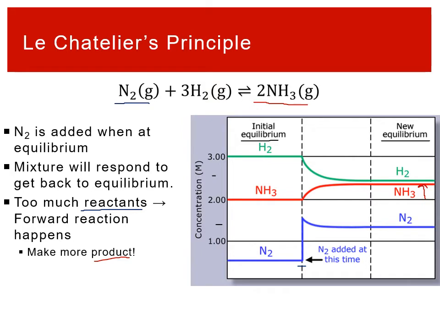So the equilibrium looks different, but if what I care about is making as much NH3 as possible, this would be a desirable change. So this is an example of what I mean by controlling equilibrium to have it look like what you want. You're getting more NH3 out, more desirable product.